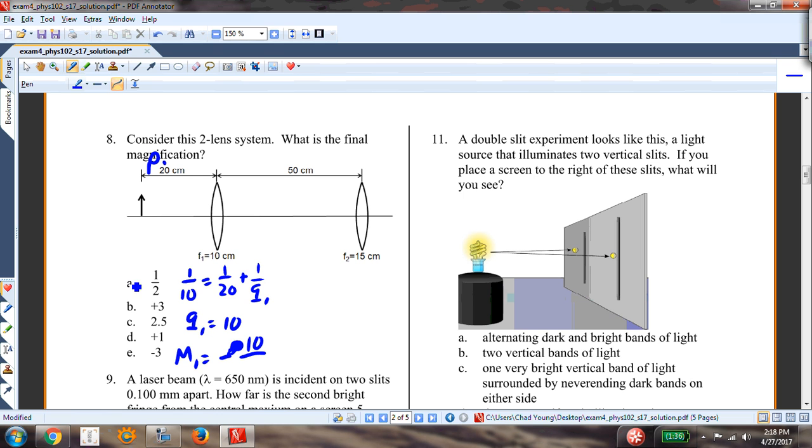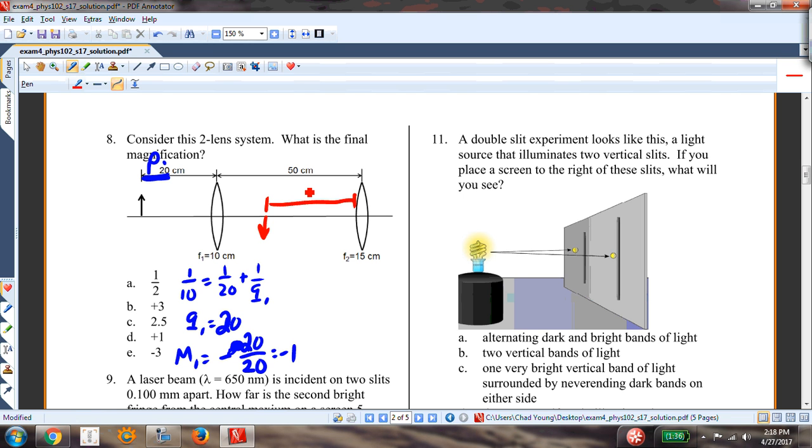Negative Q1, which is 10, divided by, I'm sorry, this isn't 10, this is 20 right here. Sorry about that. So it's negative 20, that's Q1, divided by 20, that's P, and so that's going to be negative 1. Now we do the exact same thing. So my image is 20 centimeters to the right, same size as the object but inverted.